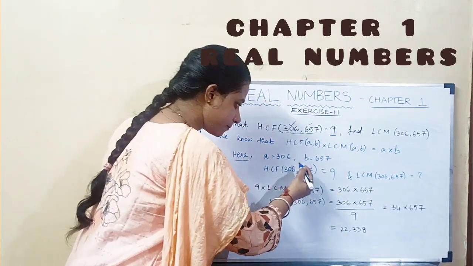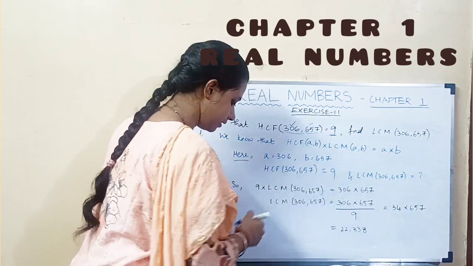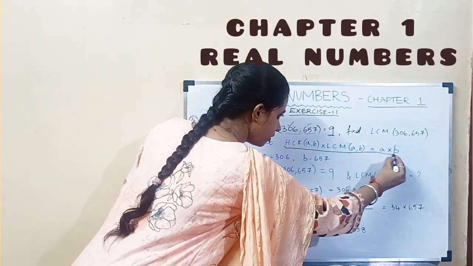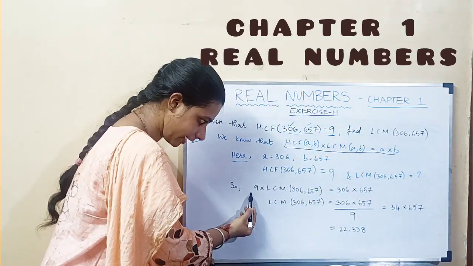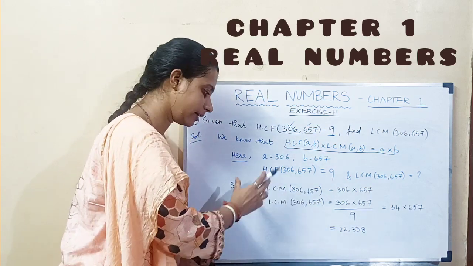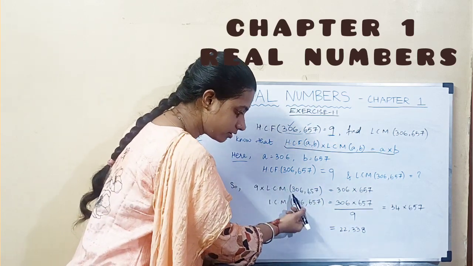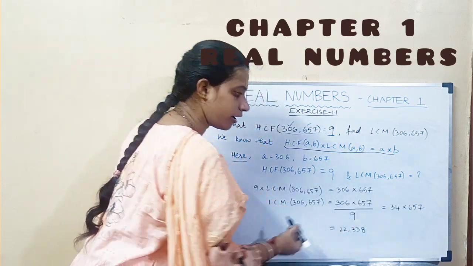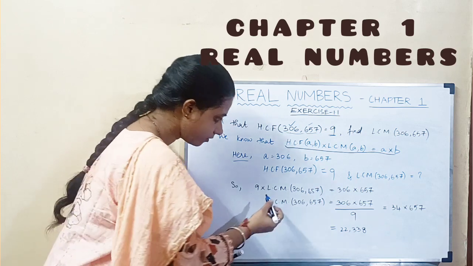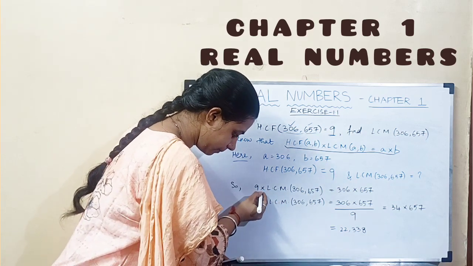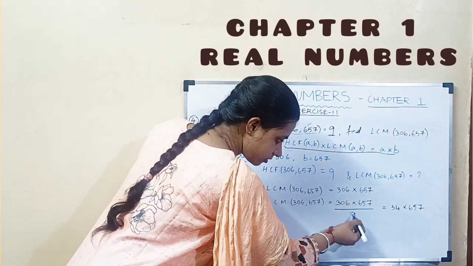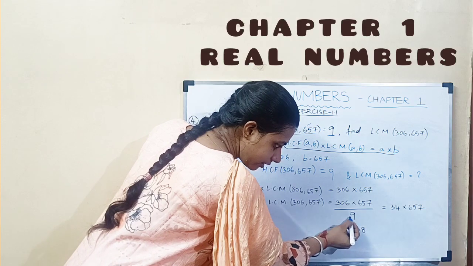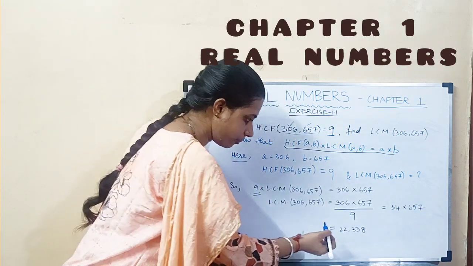Now we are substituting these values in the known condition. For HCF we will substitute 9, and LCM we have to find, so we'll write it as it is: 9 into LCM of 306, 657, which is equal to the product of the given numbers. Now we will take the 9 to that side. Here it is in multiplication, so when it goes to the other side of the equal to sign, it will come in the division part. It will come as denominator.